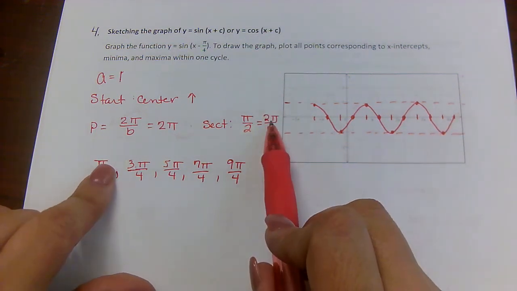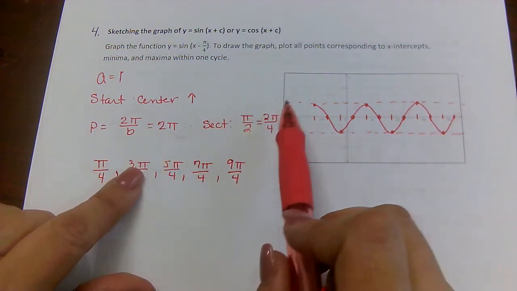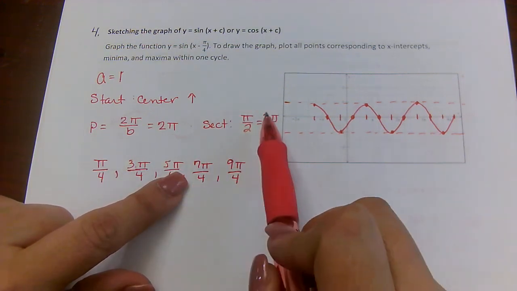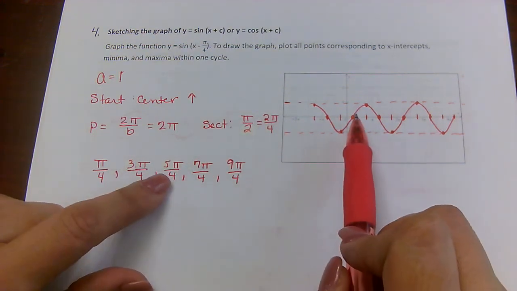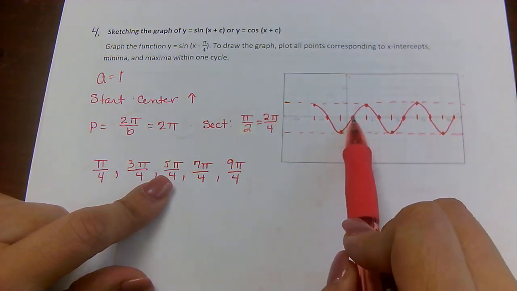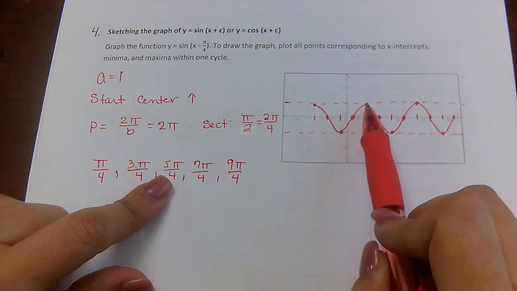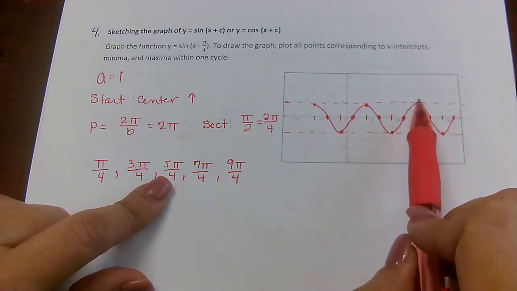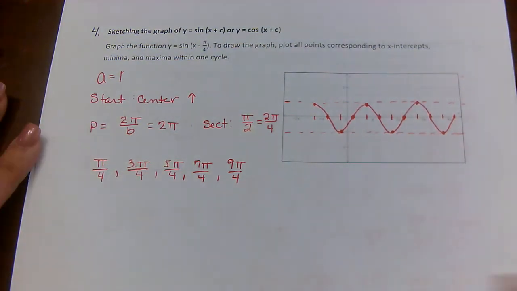So 2 plus 1 is 3. 3 plus 2 is 5. 5 plus 2 is 7. 7 plus 2 is 9. Mark those points on your major line, and then go ahead and start by your forward shift. Then go up, middle, down, middle, up, and so forth.